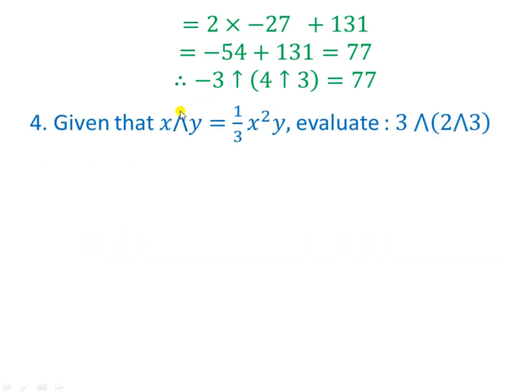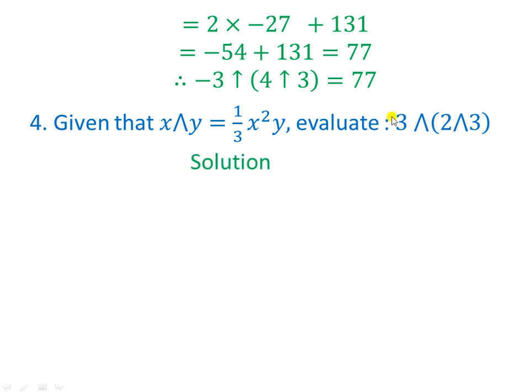Now this is another interesting symbol. So the mere fact that you identify that it is an operation, you still have to handle it in the same way as we have handled the previous examples. So this is again x * y given as a third x squared y. Evaluate 3 * 2 * 3. We still maintain the fact that you have to begin with the bracket first to make life easy.